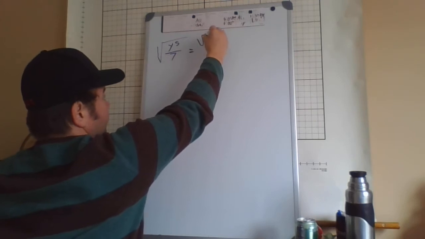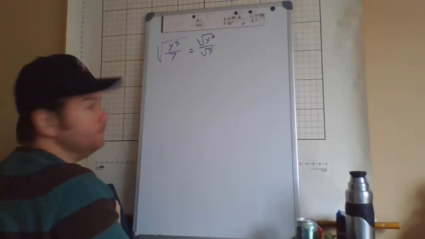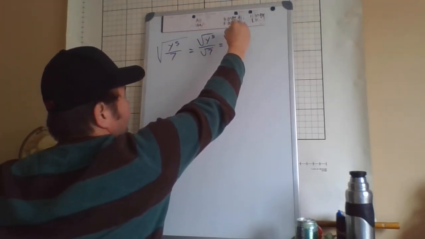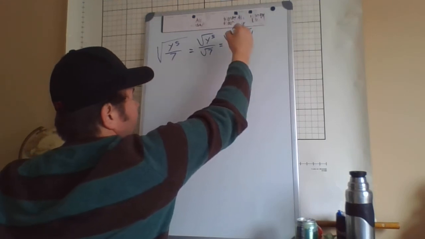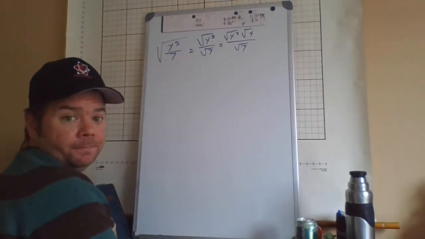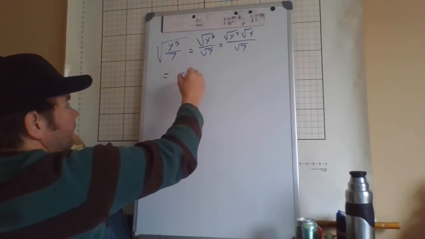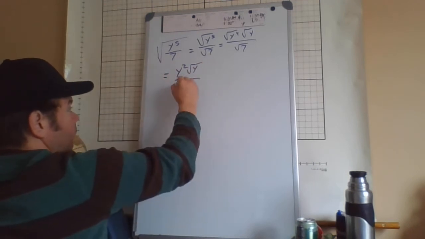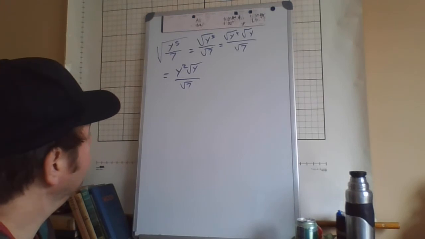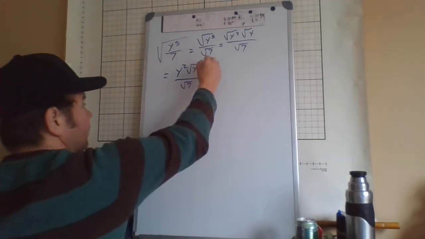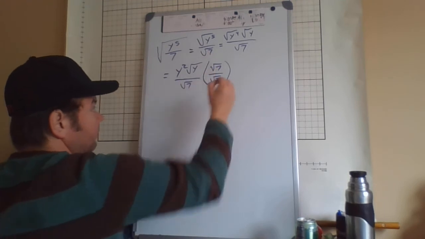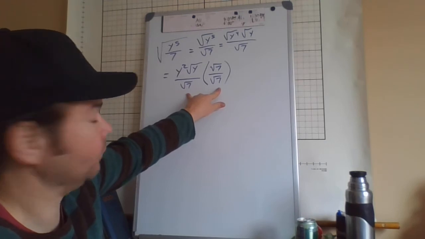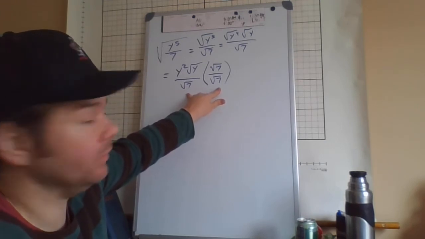This is the square root of y to the 5th over the square root of 7, which is the square root of y to the 4th times the square root of y over the square root of 7, which is y squared times square root of y over square root of 7. But there's still an issue. We still have a square root of 7 in the bottom, so I can still do something to make it simplified. I can multiply top and bottom by the square root of 7, because square root of 7 times square root of 7 is just 7.